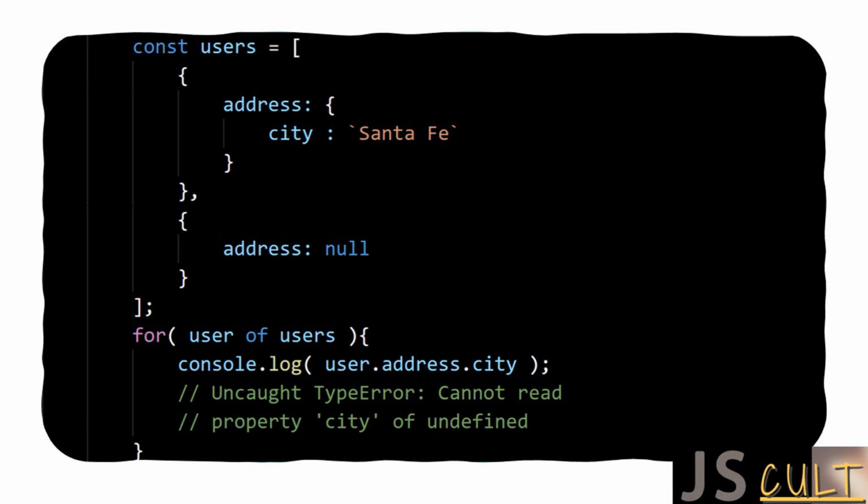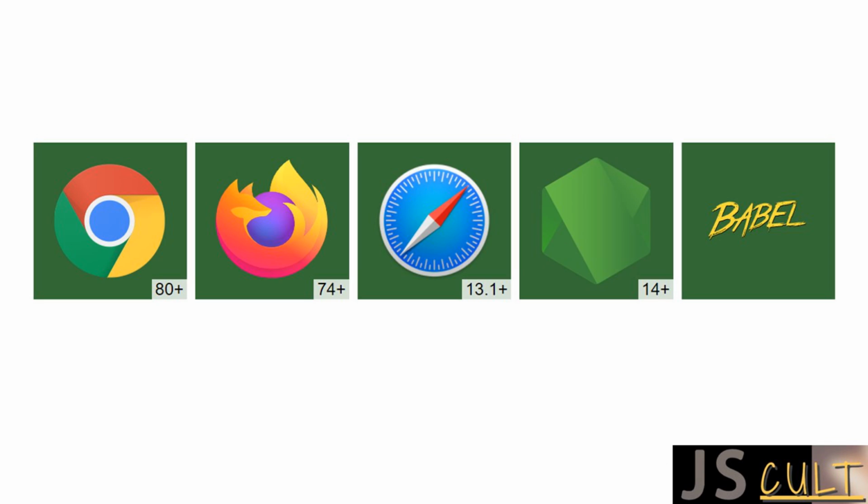As I was mentioning in my previous slide, here we got a users array. Some of them are having null value as address. So ideally, while displaying the city name, it should appear blank or undefined. But here it is throwing an error. But now, thanks to the optional chaining operator, the application will continue to work without throwing any error or exception. Optional chaining is supported in all the major browsers now.